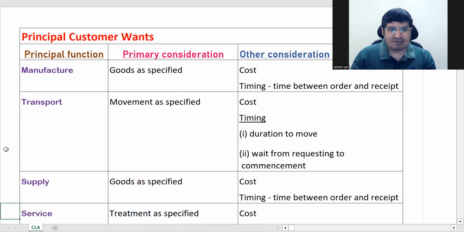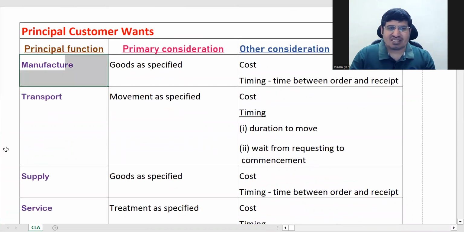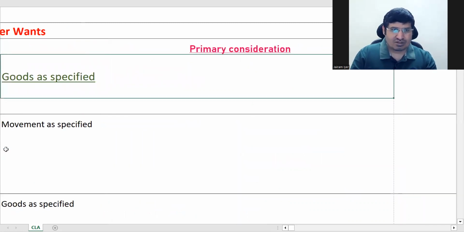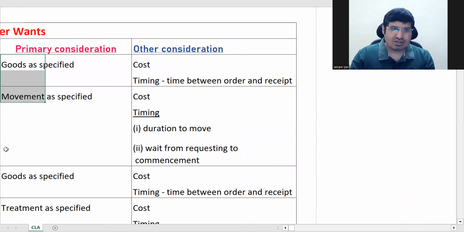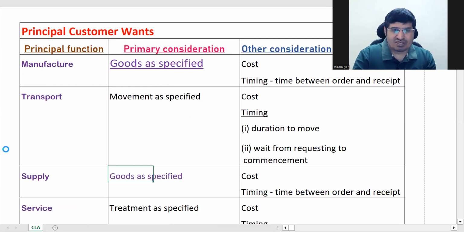Then next is supply. Supply is nothing but when a manufacturer is manufacturing and sending it on his own. When the manufacturer is manufacturing and sending, he will bill it as goods only, right? He will not bill it as a service, right? So in supply, you have the same as goods. Goods as specified here. So in supply, if you see, you have goods as specified here. Here also you have goods as specified.